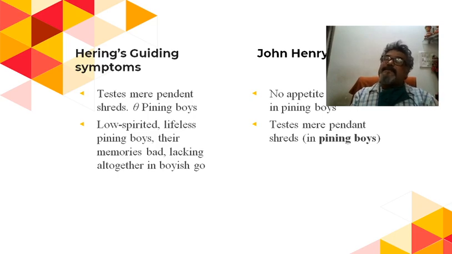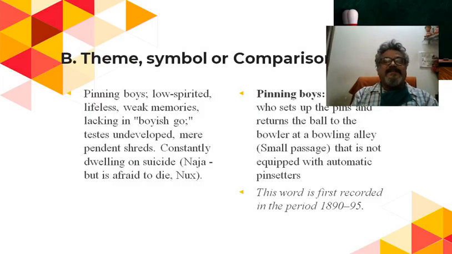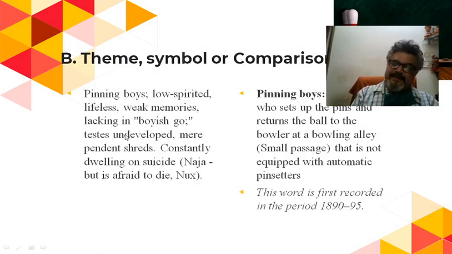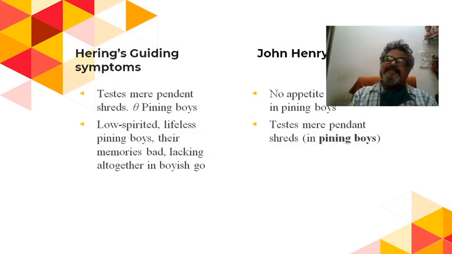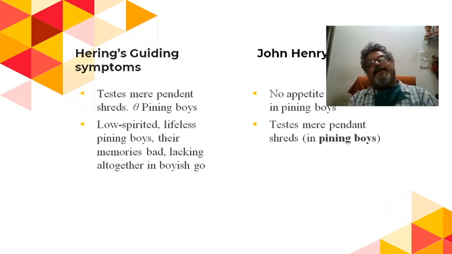So this is written in genitalia male. And in the stages of life of Semen Traumatica, he writes low-spirited, lifeless. And again, it is referred to as pinning boys. And the lacking of boys' scope, which we have just studied, constantly before. Weak memory, lacking in boy's scope. Testes underdeveloped or undeveloped. Now if we study Clarke, again he writes, no appetite for plain food in pinning boys. Testes mere pendant strings, again in pinning boys. So see how repeatedly the word pinning boys comes. So this remedy suits better on pinning boys, the boy who pins, who arranges the pins. We have just studied that. Now anyway.